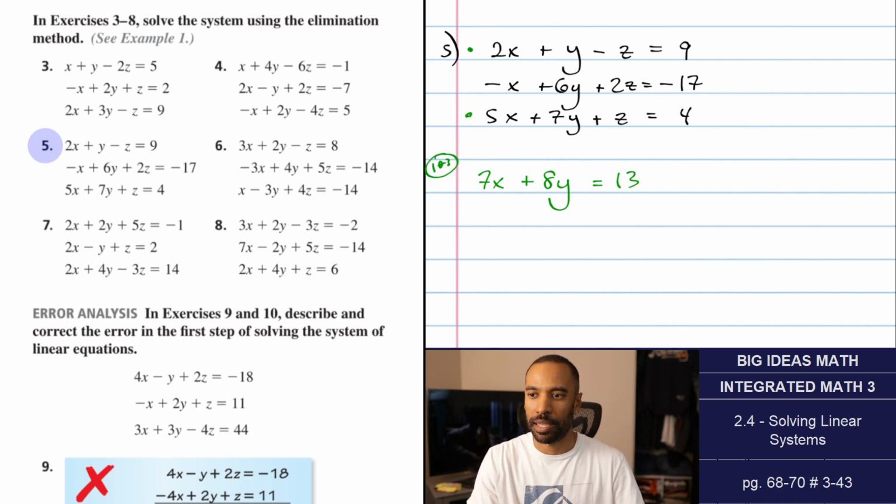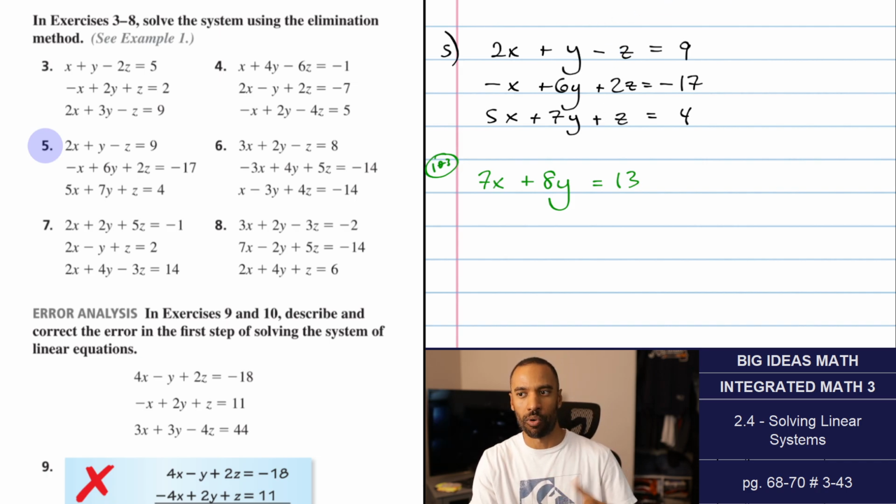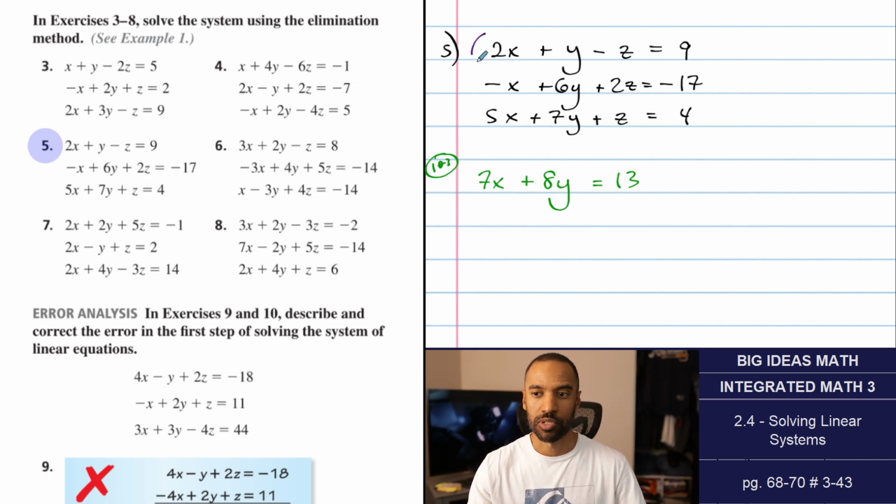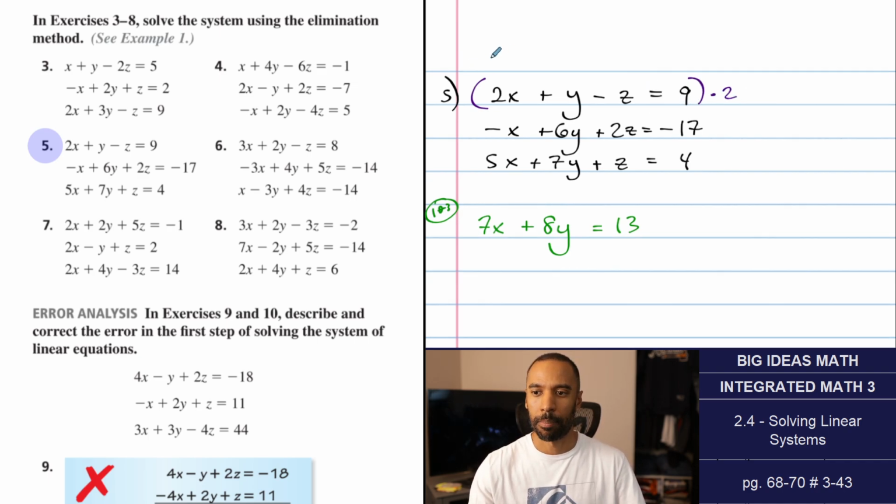Now I need to eliminate z's in another set of equations. I can't do 1 and 3 again. Let's use maybe 1 and 2. Now, why am I choosing 1 and 2 instead of 2 and 3? Because 1 already has a negative z, right? This is positive. I'd have to multiply this by a negative to change it, and that leads to more possible mess ups. So here, if I multiply this whole thing by 2, I'll just write it up above. I got 4x plus 2y minus 2z equals 18. Now let's eliminate z's here.